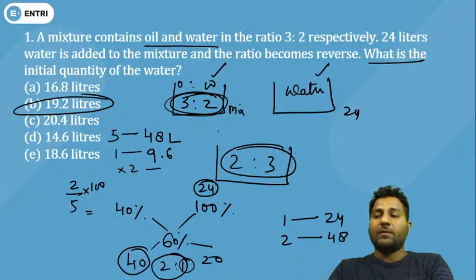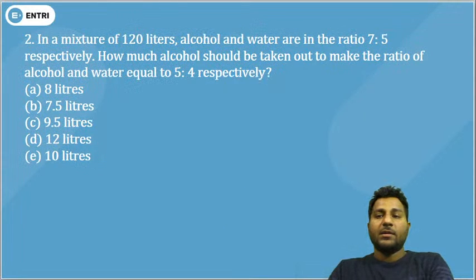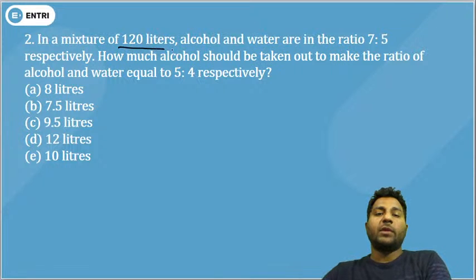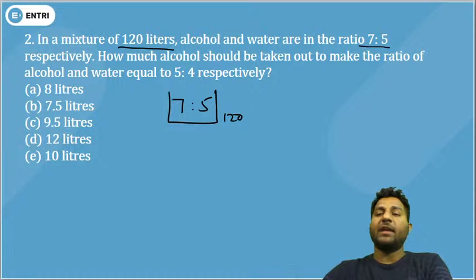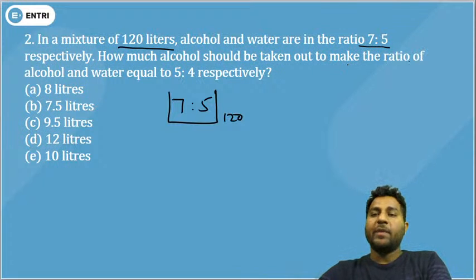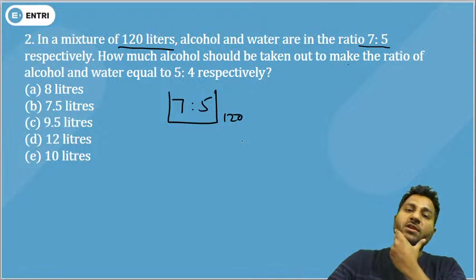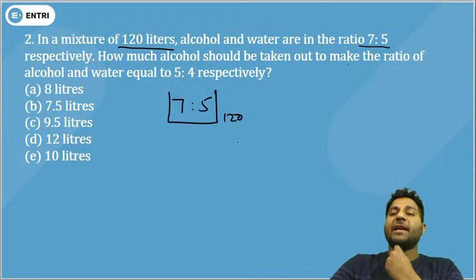Okay, let's solve the next question. In a mixture of 120 liters, alcohol and water are in the ratio 7:5. So 120 liters has a ratio 7:5, which means 70 and 50, but we don't need to do that. How much alcohol should be taken out to make the ratio of alcohol and water this? Okay, how much alcohol should be taken out, which means alcohol is taken out.